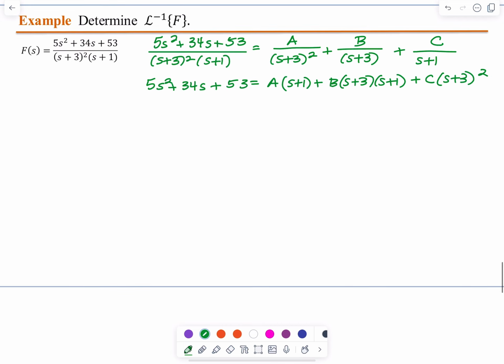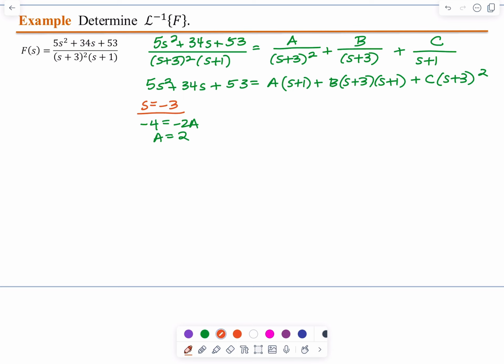Okay? So I'm going to go ahead and let s equal negative 3 to start with, and we will lose these two terms, which will be very nice. So if s is negative 3, we have 9 times 5, that's 45 minus... well, I just plugged it into my calculator, and I ended up with negative 4 is equal to negative 2a. So a is equal to positive 2.